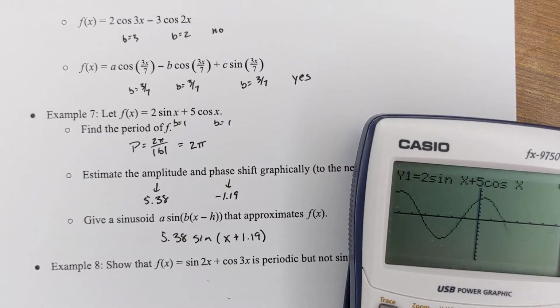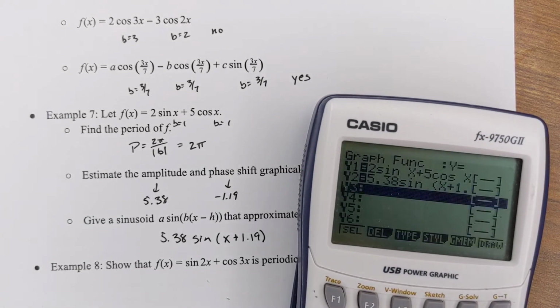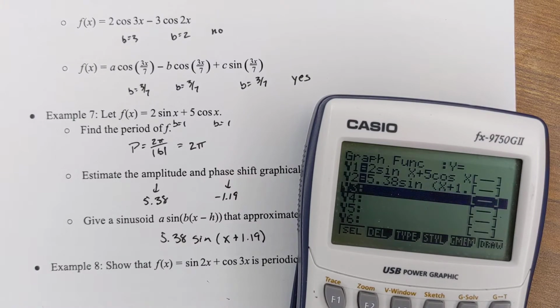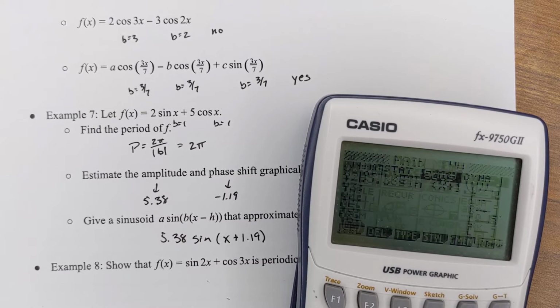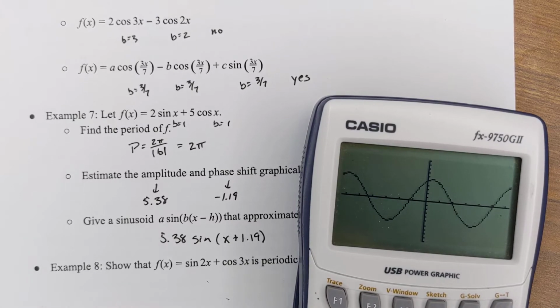Draw, they should hopefully come out pretty much right on top of each other, so you can't tell the difference. They did draw two curves, so let's see if I can draw it again. Menu, graph, draw. There you go. So there's the first one, and there's the approximation. Can't really tell the difference.